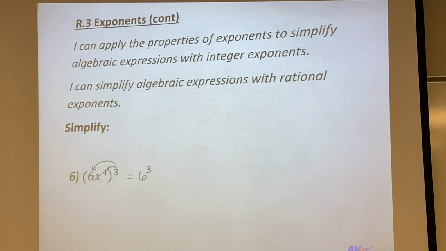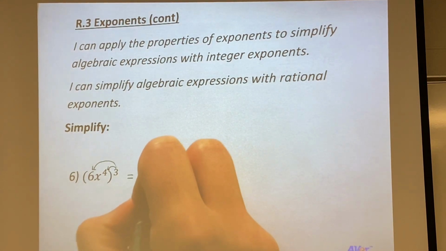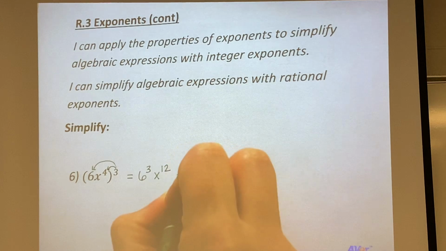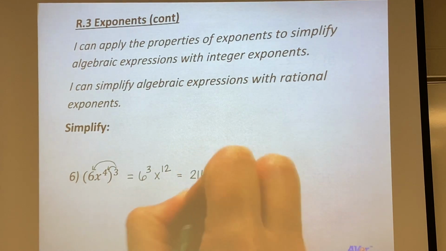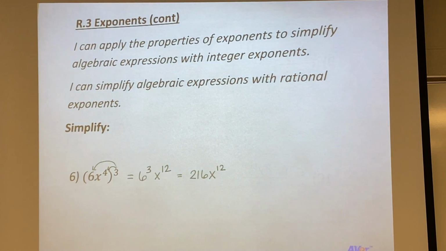which we will calculate. And then when you have a power to another power like this, 4 to the third power, you multiply them. So 4 times 3 is 12. All right, so now we need to figure out what 6 to the third is. Happens to be 216. So we say 216 x to the 12. Just kind of a little reminder on what to do with a power to a power.